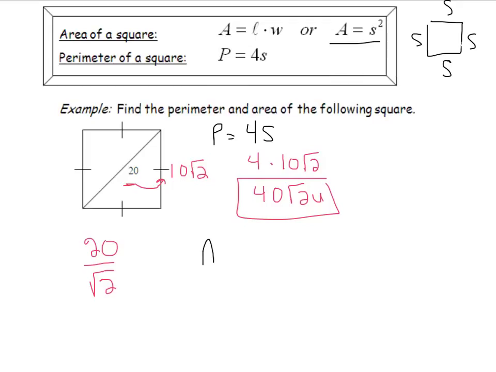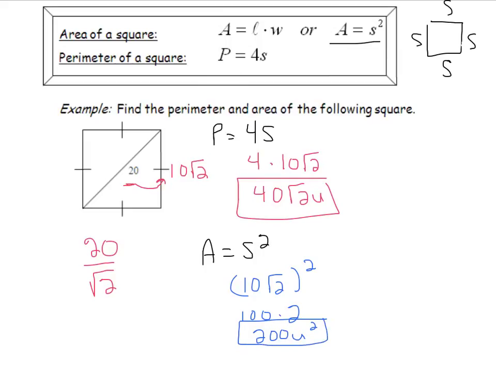Now the area, remember, is side squared. We found our side to be 10 square roots of 2. Now we have to square it. We'll square each individual piece. 10 squared is 100. The square root of 2 squared is going to be 2. And when you multiply this together, you get 200 units squared. I want you to notice, if they don't tell me what my units are, I put a U in for units. Either way, perimeter is just flat out units. Area, remember, is your units squared.